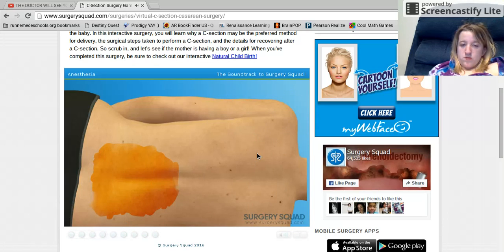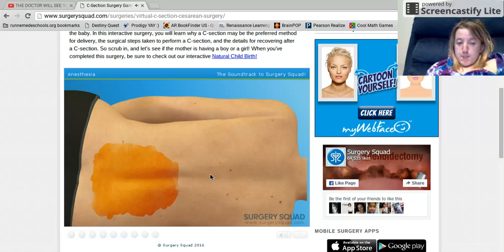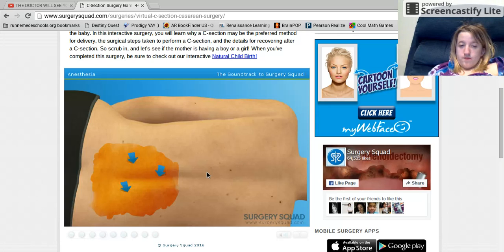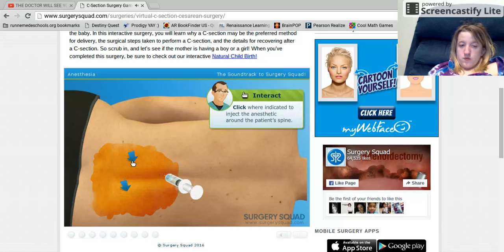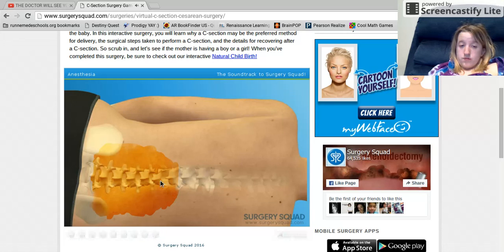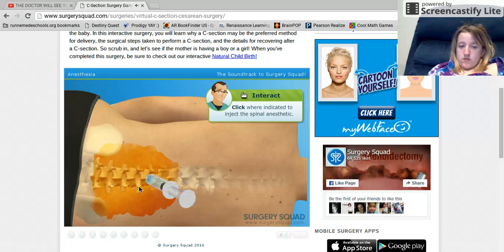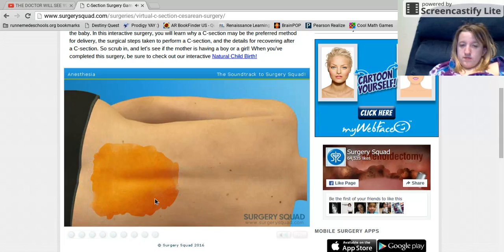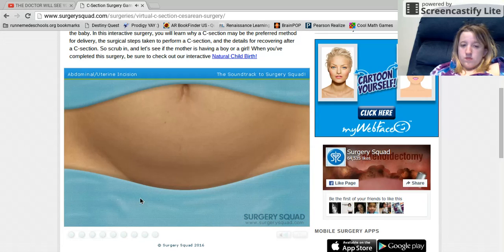Next, we'll inject a local anesthetic to decrease the pain the patient will feel when we inject the spinal anesthetic. Poke you right there, poke you right there, and poke you right there. So far, so good. Now we need to inject the spinal anesthetic directly into the patient's spine. Nice. Now just place a bandage over the injection site and we'll move on. Great. Before we can make any incisions, we need to clean the patient's abdomen with an antimicrobial iodine solution.